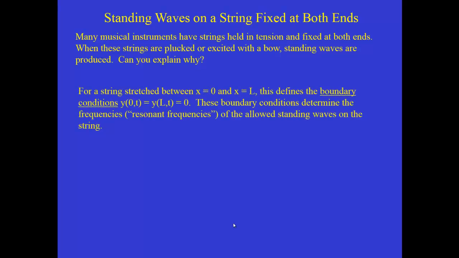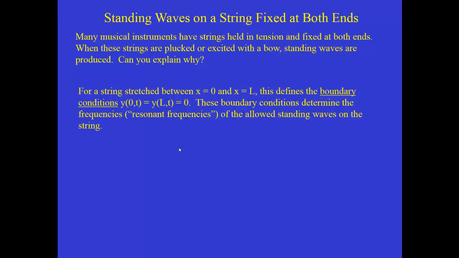So the string, if it's fixed at both ends, x equals 0 and x equals L, the fact that it's fixed defines the boundary conditions. Basically what they tell us is that the string at those two positions cannot move. It's completely fixed. So the y value in our standing wave function at x equals 0 is equal to 0. And the same thing is true at x equals L. So the two endpoints have to be nodes where the string cannot vibrate at all.